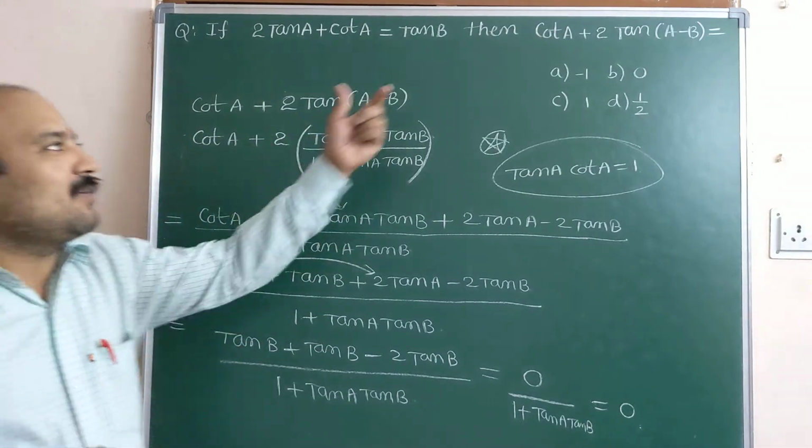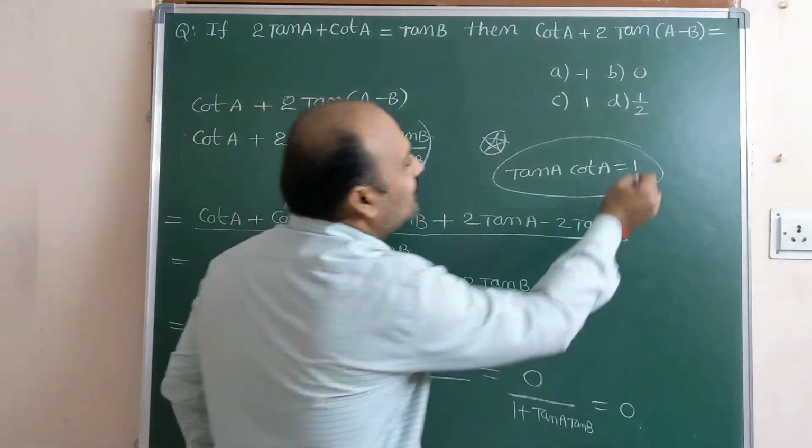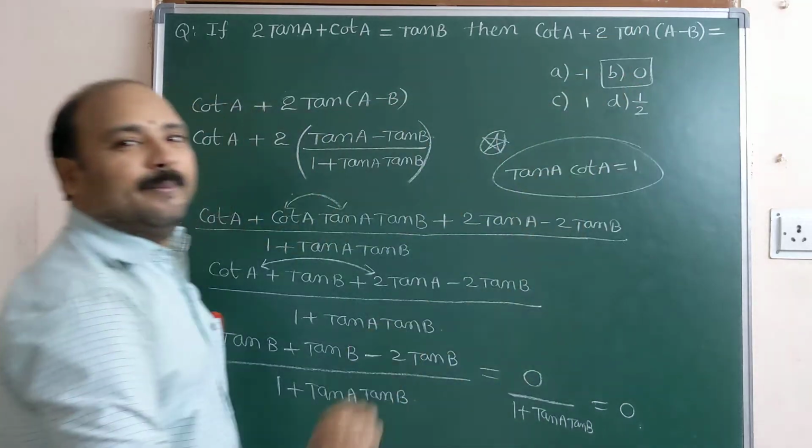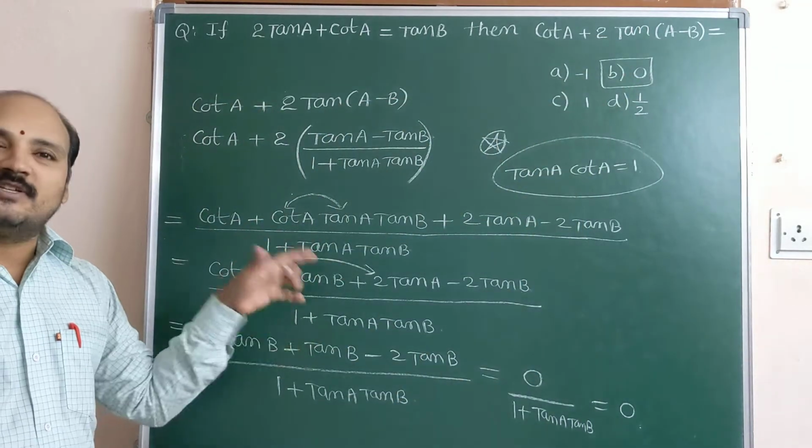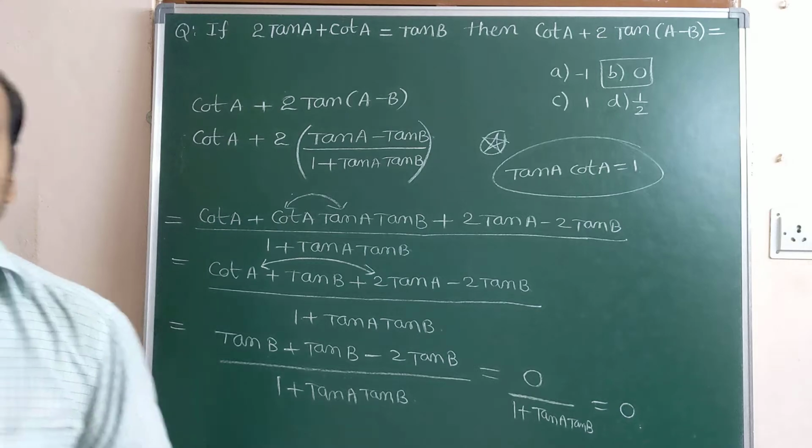Just you have to apply the formula of tan of A minus B, dear students, to get the answer. So the answer is B, second option, answer is 0. We'll move on to the next question.